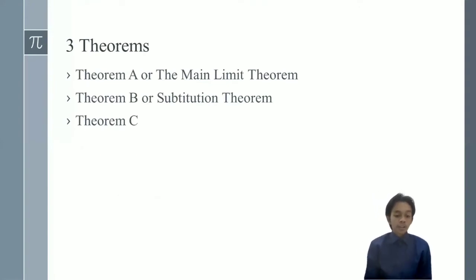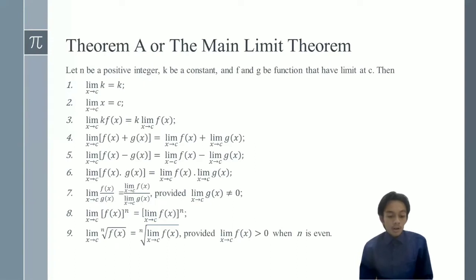Okay, so there are three limit theorems. First is theorem A, or the main limit theorem. The second one is theorem B, or substitution theorem. And the last one is theorem C. Okay, first, theorem A, or the main limit theorem. Let n be a positive integer, k be a constant, and f and g be functions that have limit at c. Then there are 9 parts of this theorem.